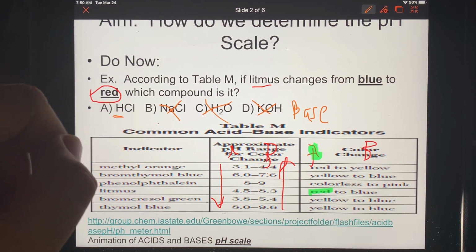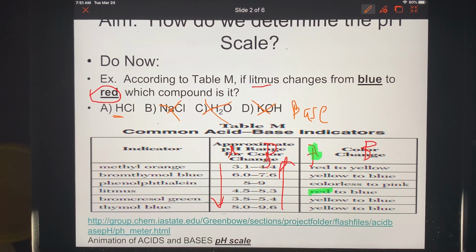This one begins with an H. Now, we learned there was a compound on Table K that ends in an H. Do you remember which one that was? That's right, CH3COOH. However, that's not a choice here. So the acid here is HCl, hydrochloric acid. Okay, let's move on. How do we determine the pH scale?